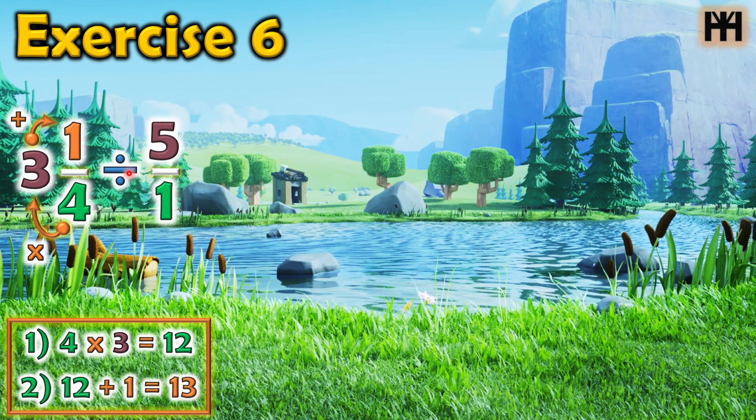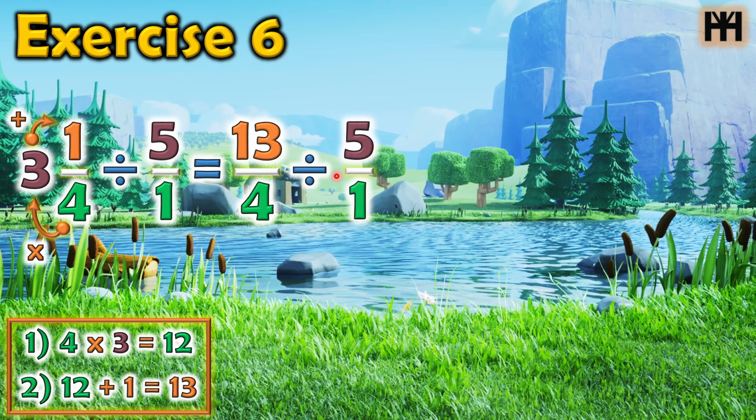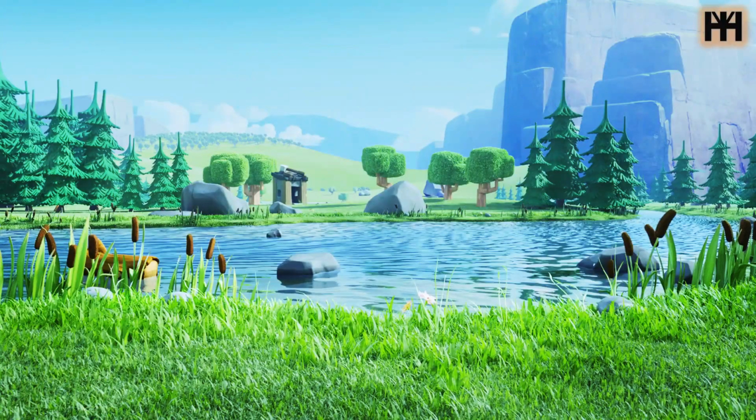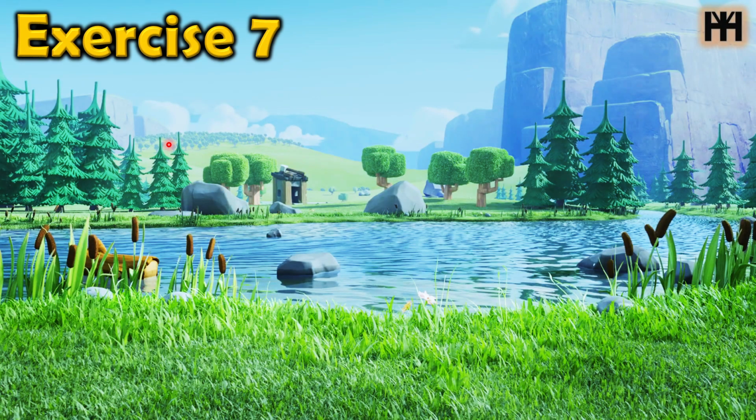Then divide them. So you have 13 over 4 divide 5 over 1. Flip them. So 13 over 4 times 1 over 5. So we have 13 times 1 over 4 times 5. So it will be 13 over 20. Okay, I think this is the last exercise here.